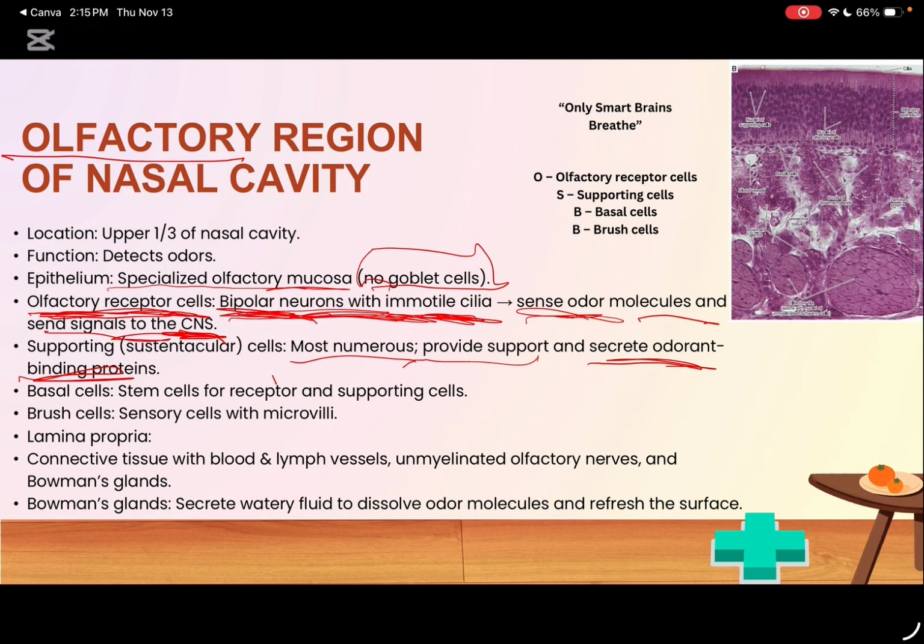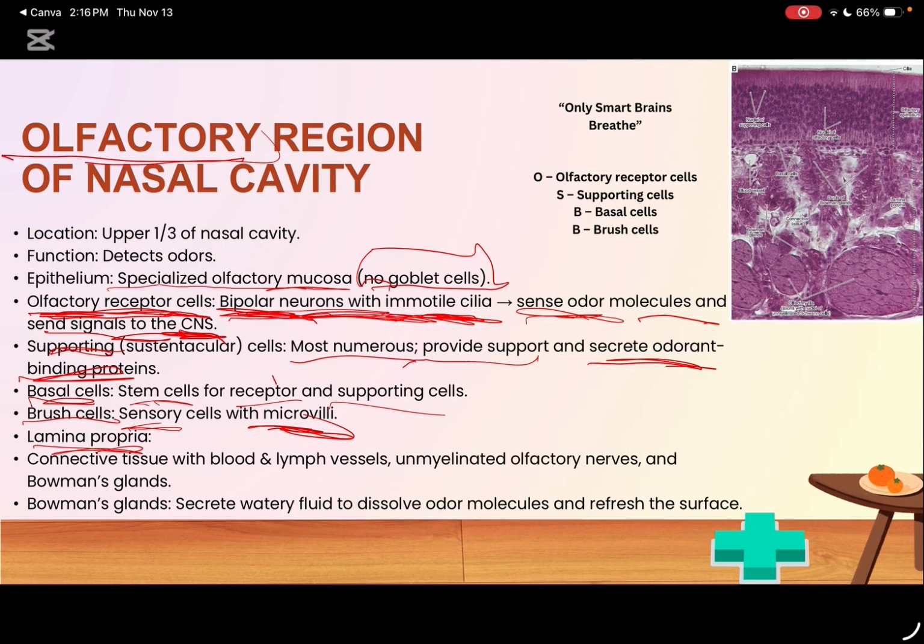They are the most common in the olfactory region. We have also basal cells, like the respiratory region. They are stem cells for receptor and supporting cells, as we said before, with a similar function. Brush cells are basically sensory cells. Again, same thing with microvilli, like the respiratory region.